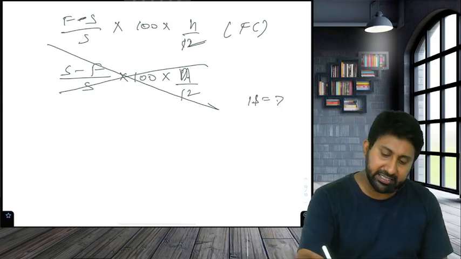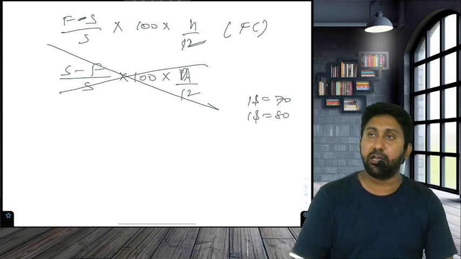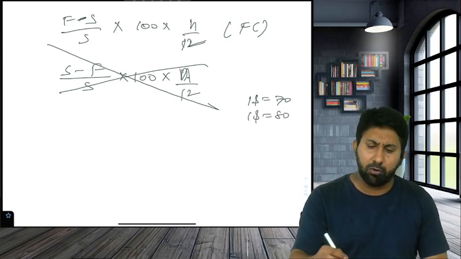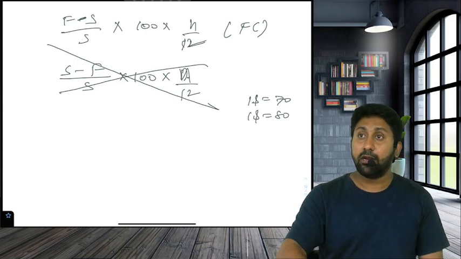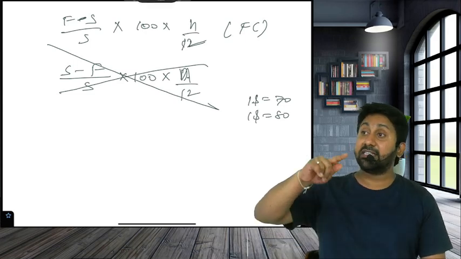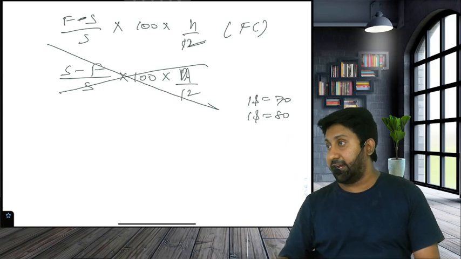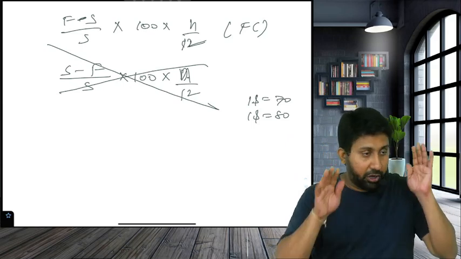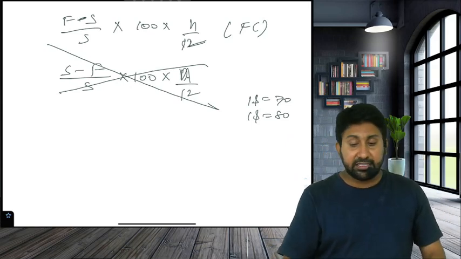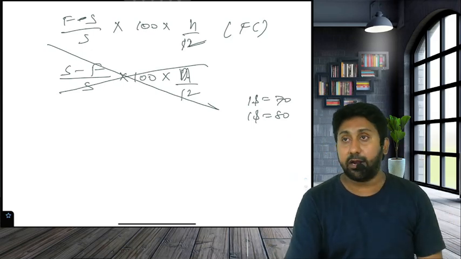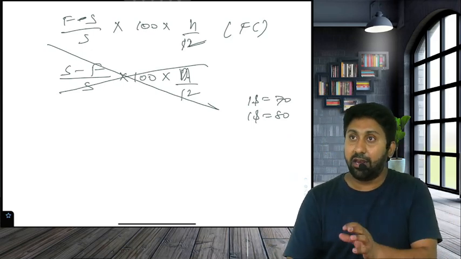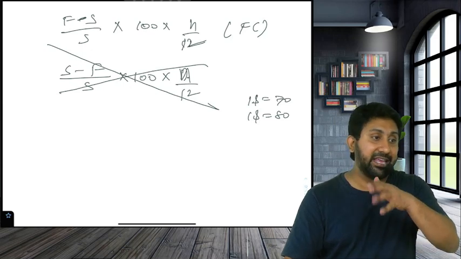$1 today is 70. $1 is 80 after 1 year. The dollar is now trading at 70. The same dollar after 1 year will be traded at rupees 80. The dollar will have an inherent increase.